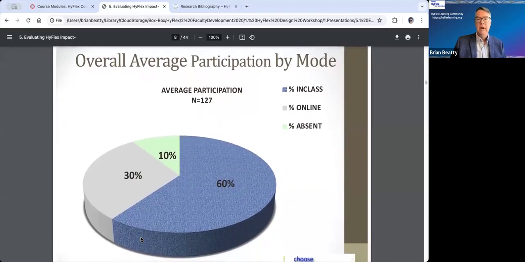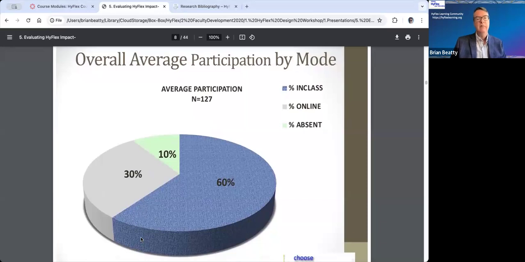And in the early days of HyFlex, this is data over about roughly 3 to 4 years in one particular class, and then adding in some data from another class, but all students in the same program, essentially the same kinds of students, very similar characteristics. And I found that 60% of them would typically be in person. About 30% of them would be participating online. In these days, it was primarily online, asynchronous.